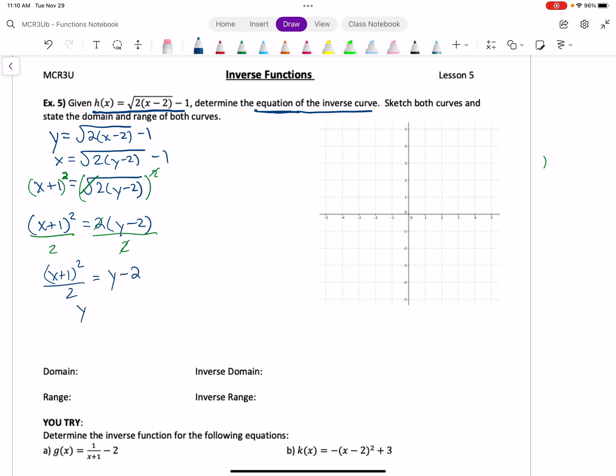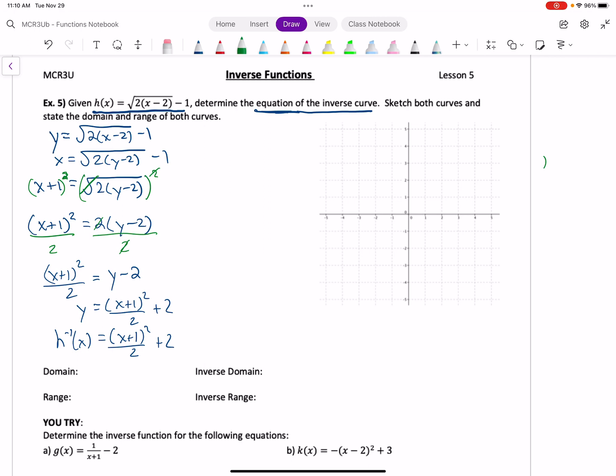And I can add that over, and I'm going to switch sides here. Like that. And that is, in fact, my inverse. So I've got h to the negative 1 equals (x + 1) squared over 2, plus 2. And that's my inverse equation. So that takes care of that.